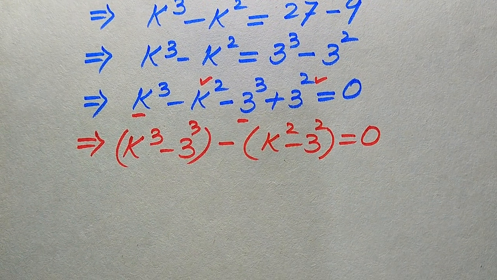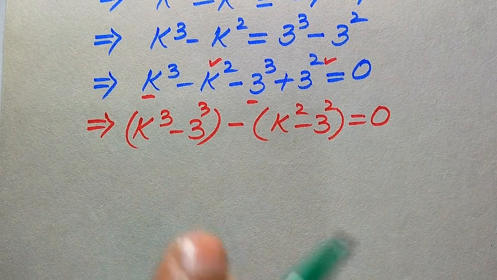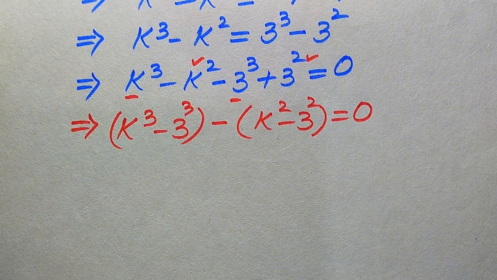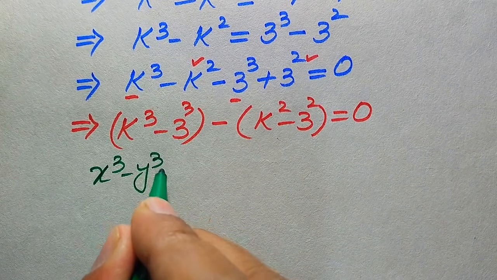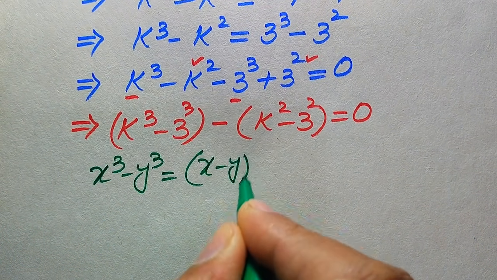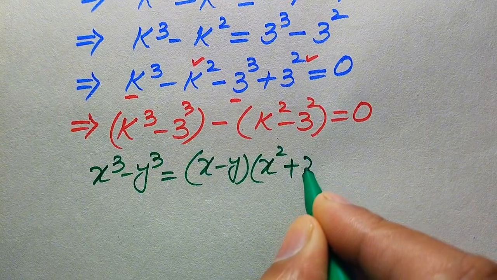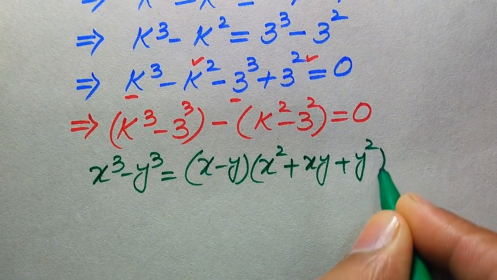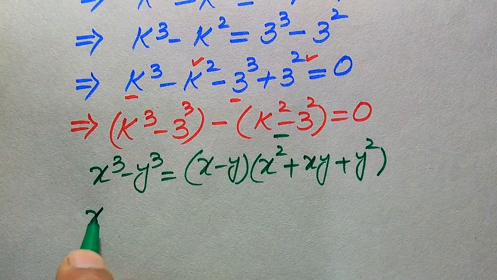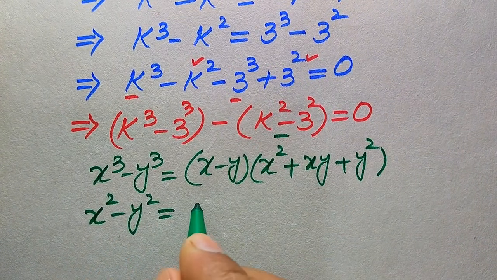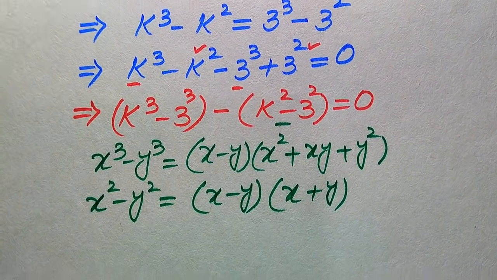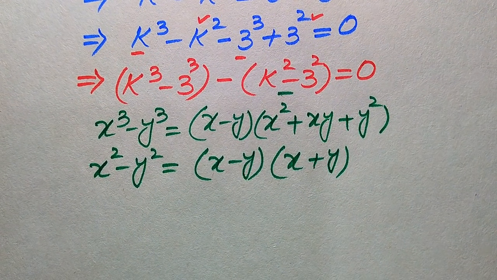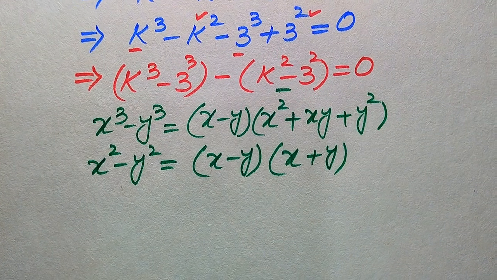And now further in the next step we need to use two nice formulas, in which the first formula is the cubic formula, and you know that if we have x cubed minus y cubed, it is equal to x minus y times x squared plus xy plus y squared. And from here we use the nice square formula. You know that we have x squared minus y squared is equal to x minus y times x plus y. So here we apply these two formulas to the above equation.